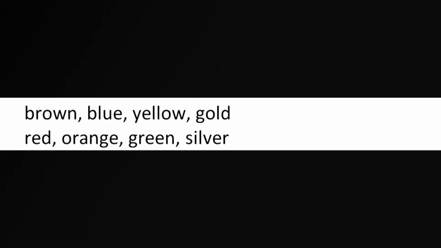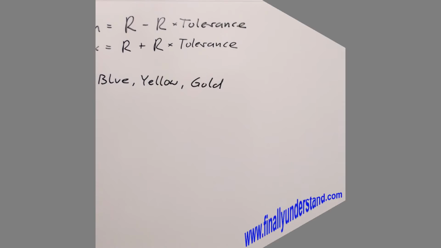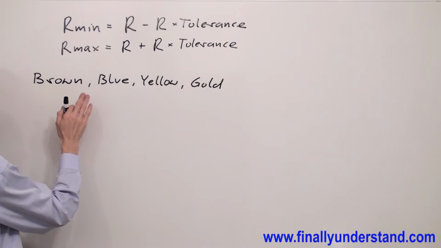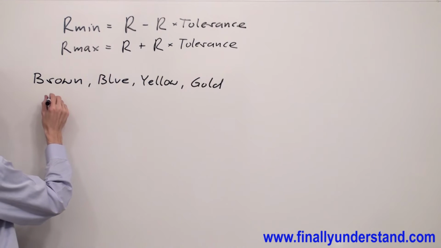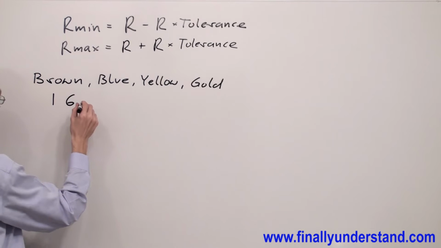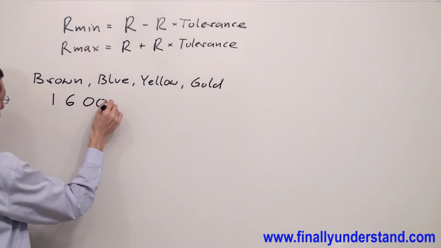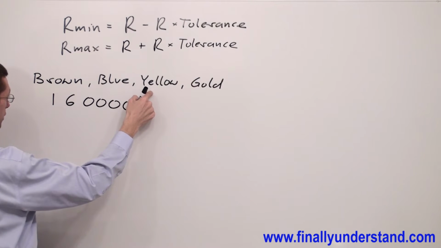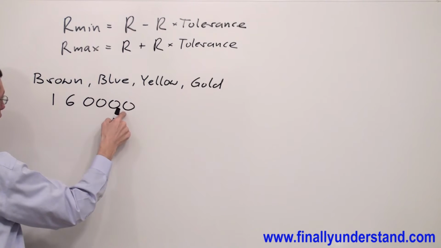Let's take a look at this example. We're supposed to find again minimum and maximum values of this resistor. First, we have to find the nominal value. Brown, blue, yellow. Brown is 1, blue is 6, yellow 4 zeros. Okay, remember the third band represents the number of zeros. Yellow is 4, that's why I have 4 zeros.